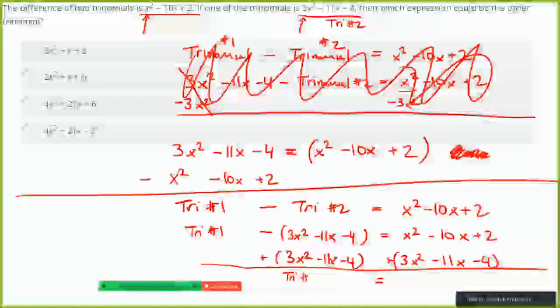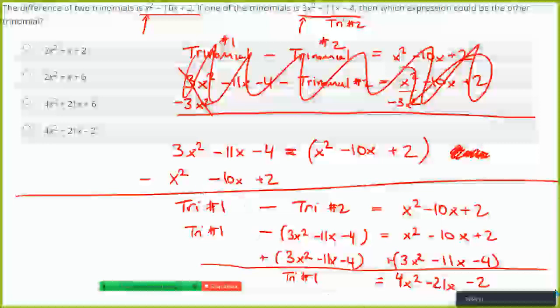But anyways, trinomial 1 here would be, like she said, 4x squared minus 21x and then negative 2. We can't see it. It's cut off. Okay, I didn't realize that. There we go. You could see that? Yeah. Okay.